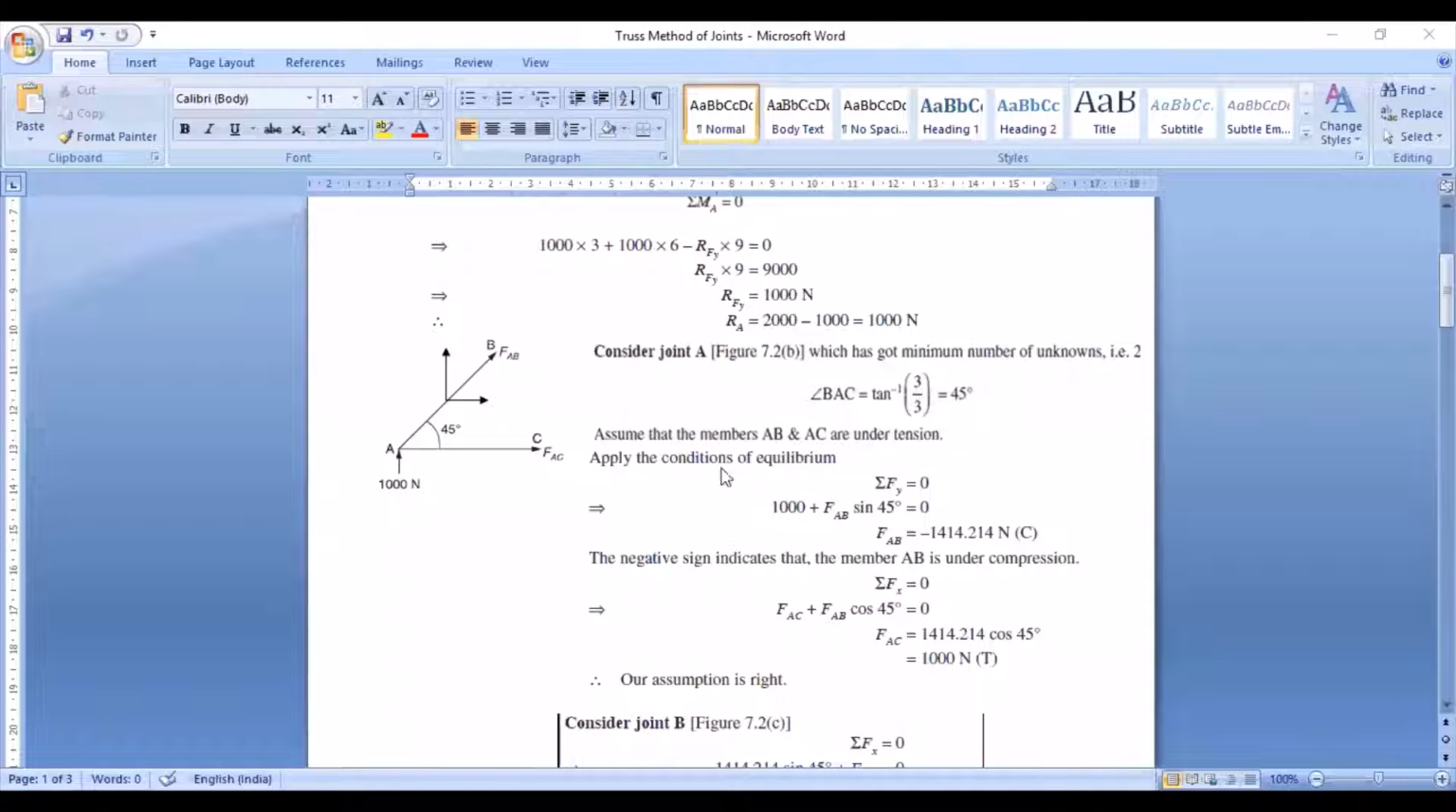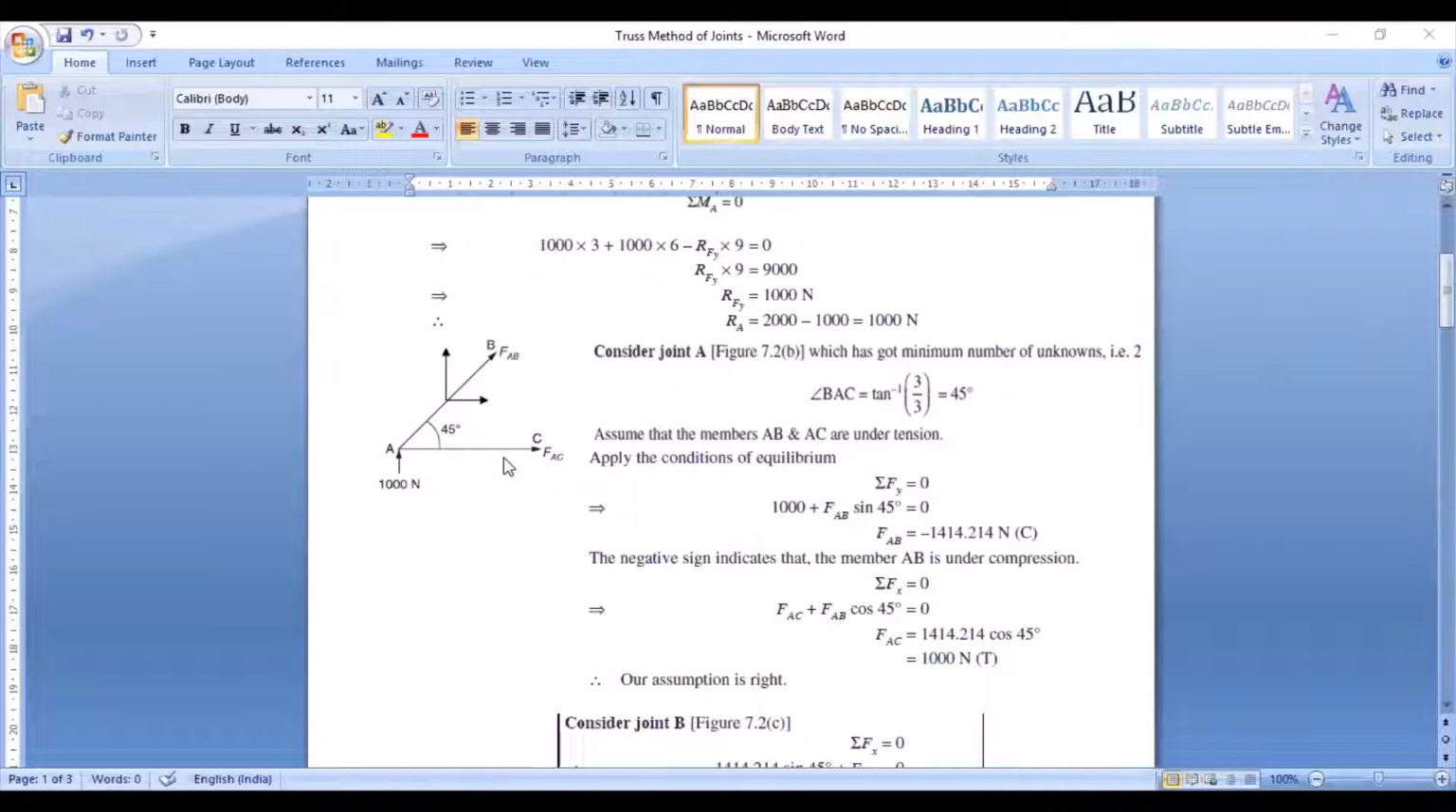Okay, so always keep one thing in mind. Now this member AB, whenever this arrow is acting towards the joint, it means that it is in compression. I repeat, whenever the member force arrow is moving towards the joint, it is compression. When it moves away from the joint, it is tension. So here, since I have got it with minus sign, this has to be towards A. Means it has to be changed to towards A. Therefore, I have written C, that is compression force.